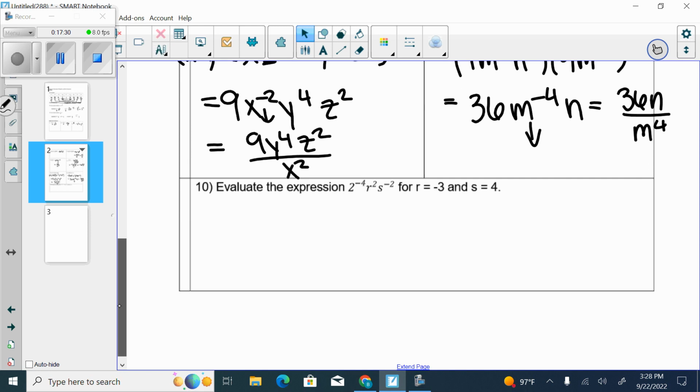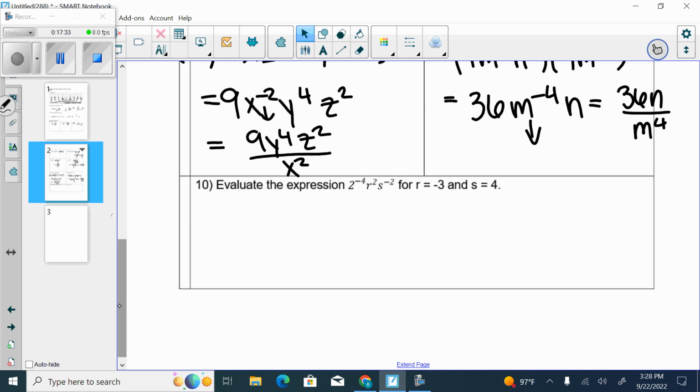This one says evaluate this expression for r being negative 3 and s being 4. So anywhere there's an r, I'm supposed to replace it with negative 3. And anywhere there's an s, I'm going to replace it with 4. So I'm just going to rewrite what they gave me. So it was 2 to the negative 4, right? Times r squared. Well, what did they say r was? Negative 3. So I'm going to put negative 3 in parentheses, squared, times s to the negative 2. And what did they say s was? 4. So I'm going to put 4 in parentheses to the negative 2.